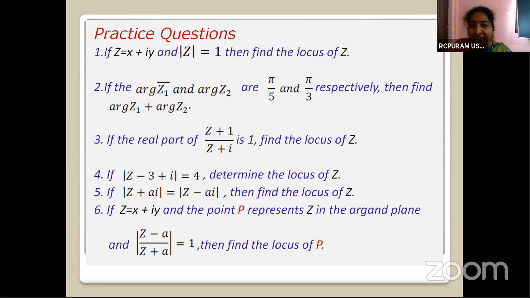Some conditions we have discussed. Those conditions you need to memorize, or with practice also you can remember them. That makes your problems easy.